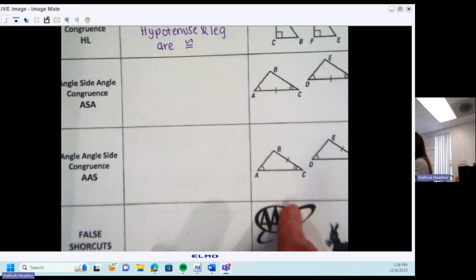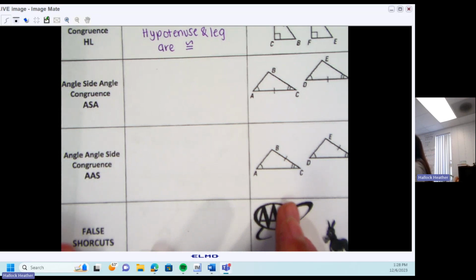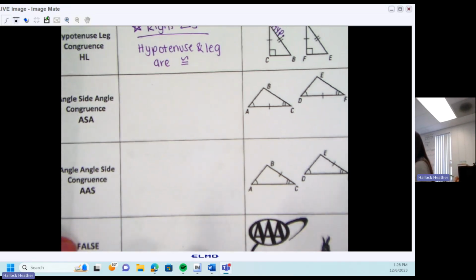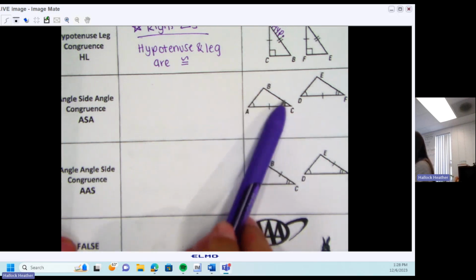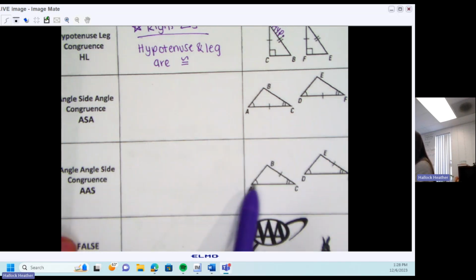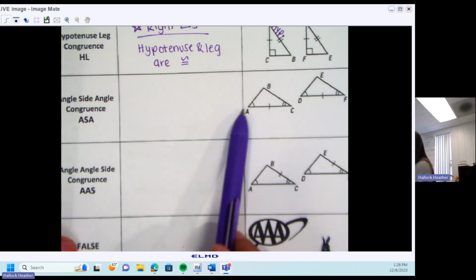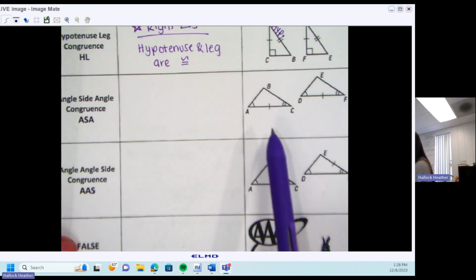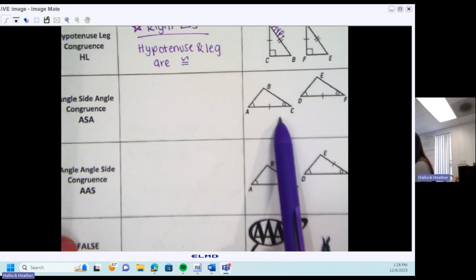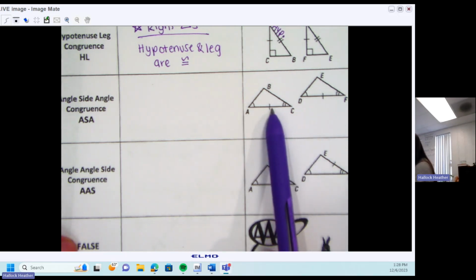These are the two that are very similar to each other that you are going to mess up and switch up. Notice that they even made the pictures look identical. So they're in the same exact placement. They didn't turn the triangles at all. The only thing that's different between angle, side, angle and angle, angle, side is where the congruent side is at.